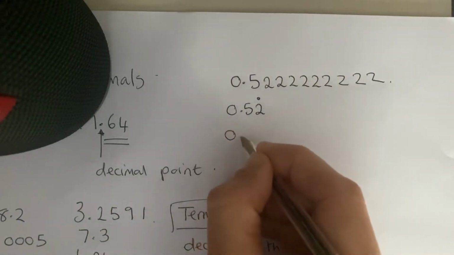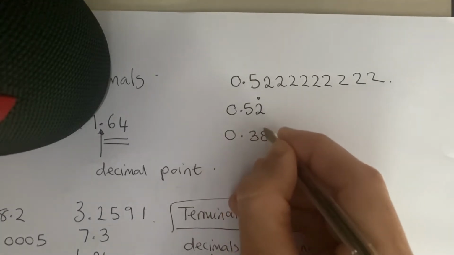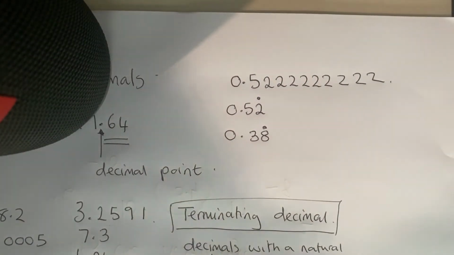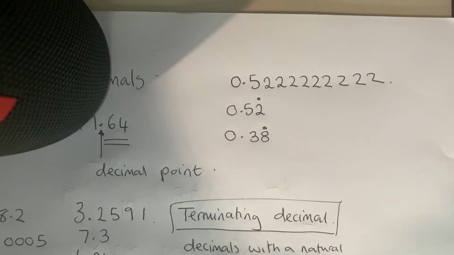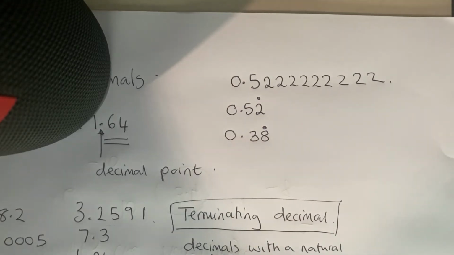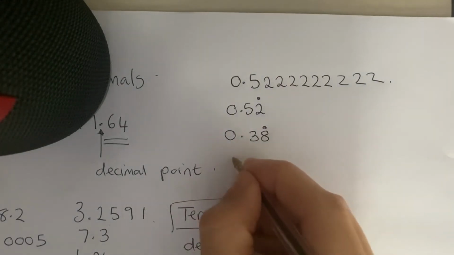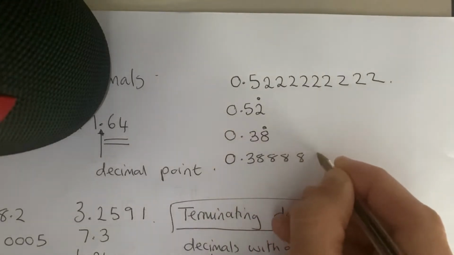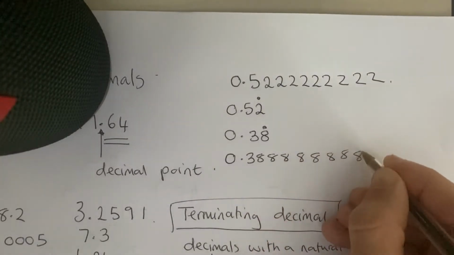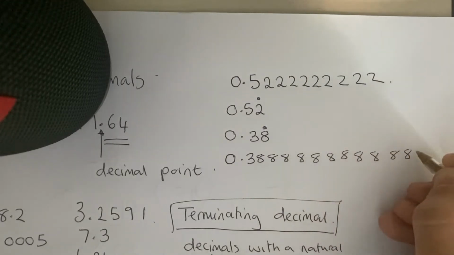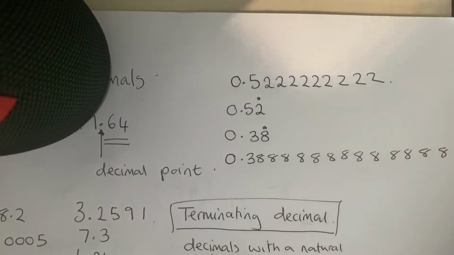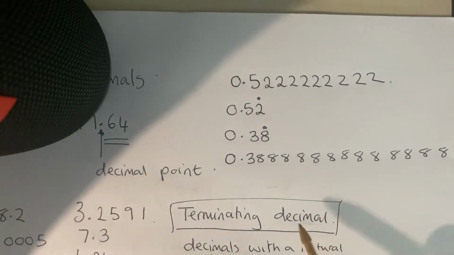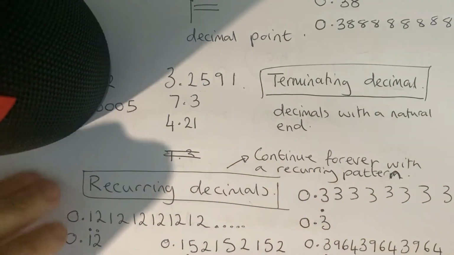So have a think, what do you reckon 0.38 recurring would look like if I was going to write that down? I'll give you some moments to think about it. Okay, great. So this would be 0.38888888888888, and you can pretend that I'm going on forever. Okay, perfect. So we've done terminating decimals and recurring decimals.